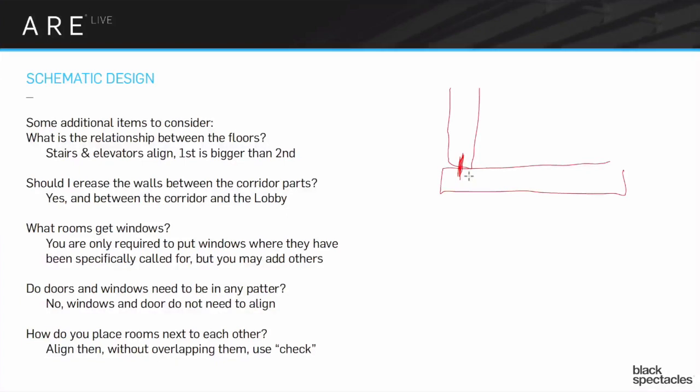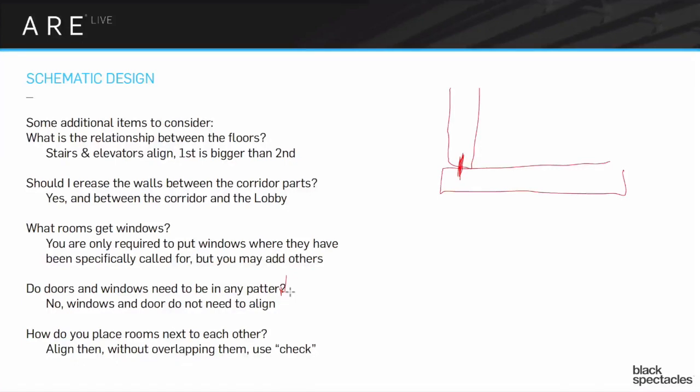Do doors and windows need to be in any pattern? No, the windows and doors do not need to align. This is not a design exercise. You don't need to have the second floor windows line up with the first floor windows. Don't bother even thinking about it.